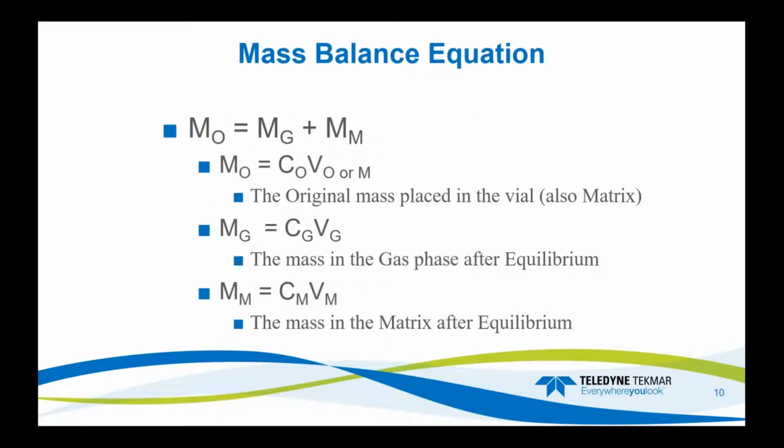The mass balance equation says the mass in the original sample, when you put it in a headspace, will be equal to the mass in the gas volume plus the mass in the matrix, which is the original volume that you put in there. If it's water, you're still going to have 5 mils of water when you equilibrate that headspace vial. So the mass in the original can be considered as the concentration of the original times the volume of the original, or the matrix. The mass in the gas is the concentration in the gas times the volume of the gas. And the mass in the matrix is the concentration in the matrix times the volume of the matrix.